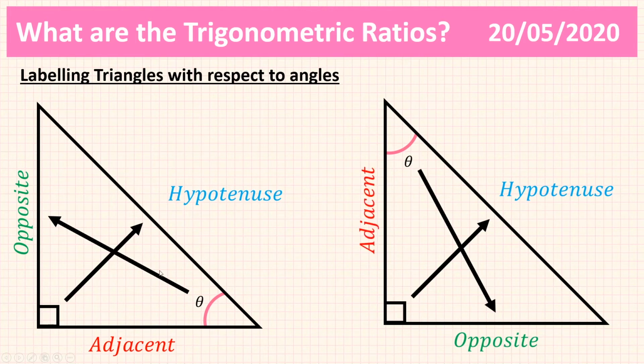So since the angle's moved, the opposite moves. Since the angle's moved, the adjacent moves. The only side that doesn't move is the hypotenuse, because the hypotenuse is always the longest side of the triangle, which is always opposite the right angle.